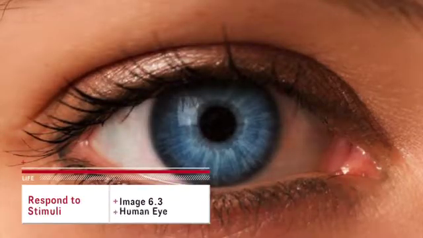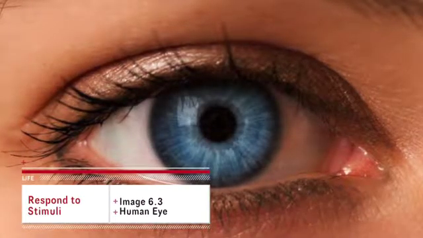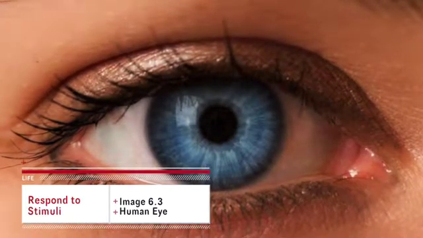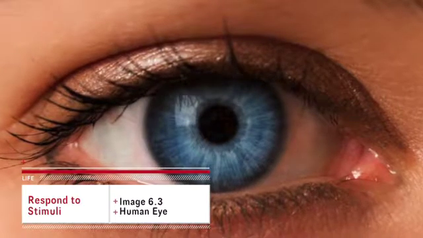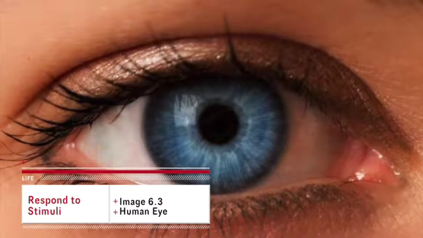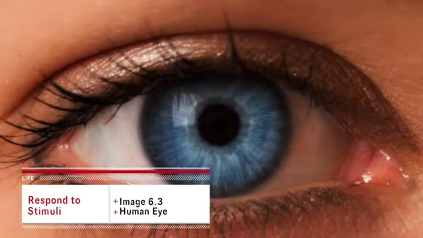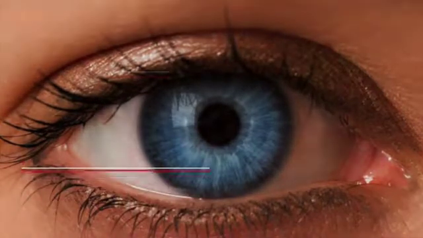This photograph of a human eye represents response to stimuli. The iris of an eye will contract or relax, allowing the pupil to grow and shrink in response to different amounts of light. The amount of light is the stimulus, and the contraction or relaxation of the pupil is a response.